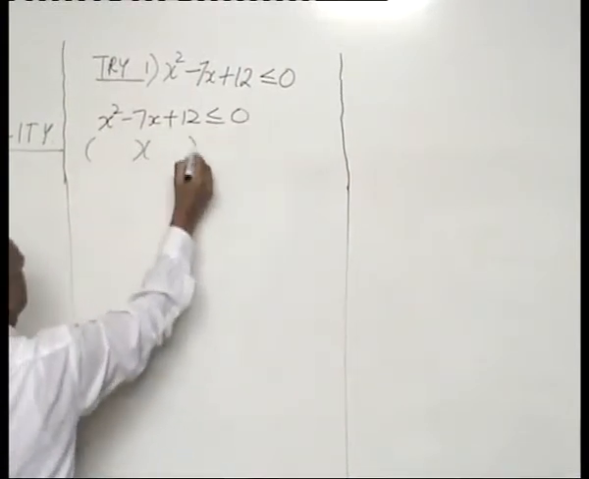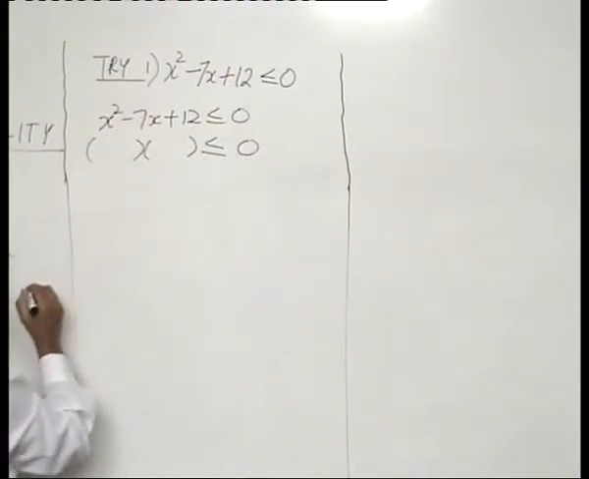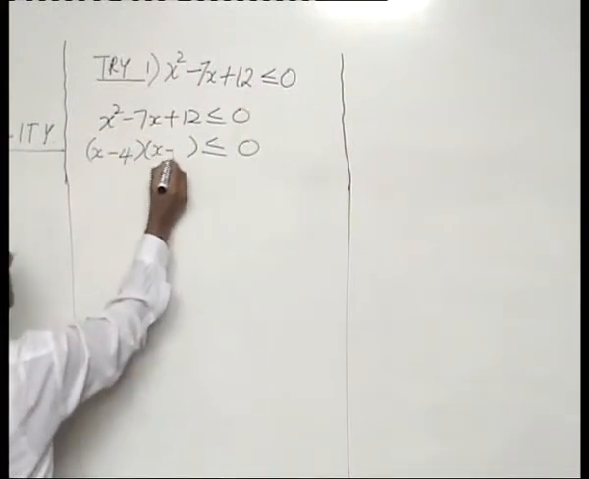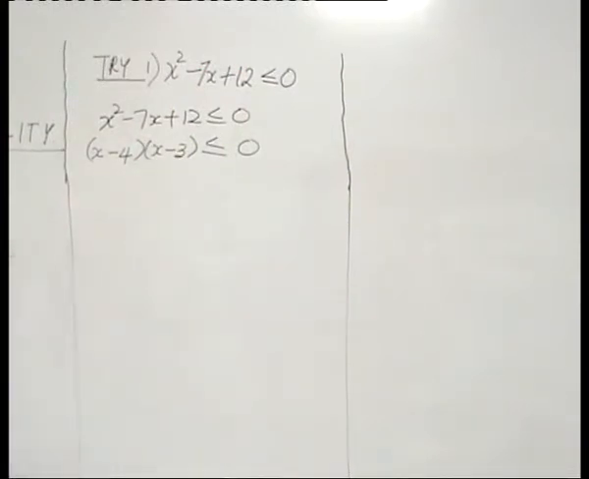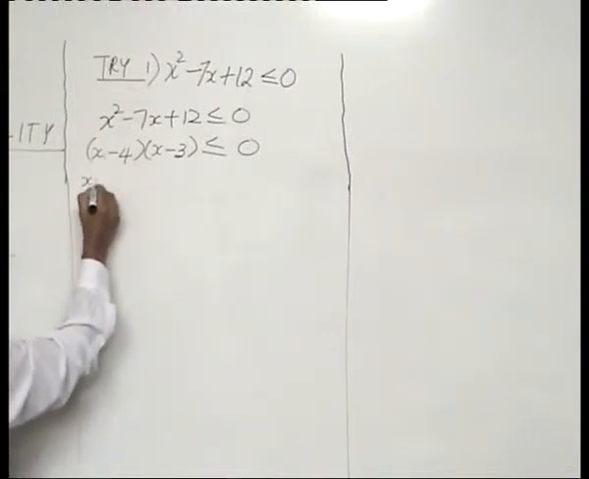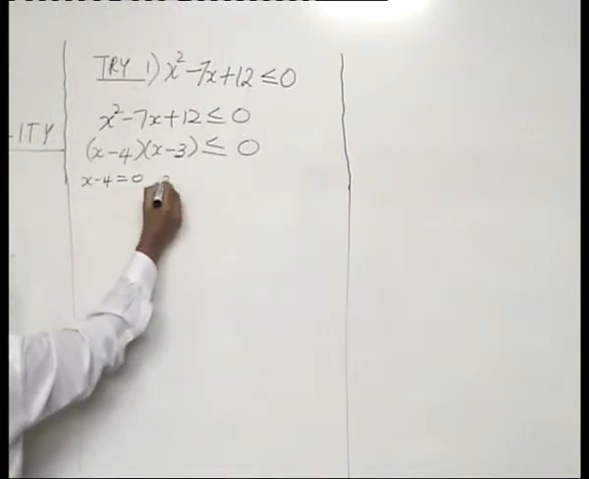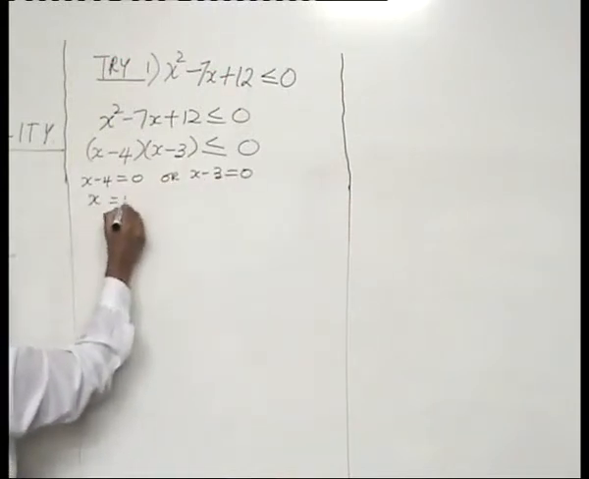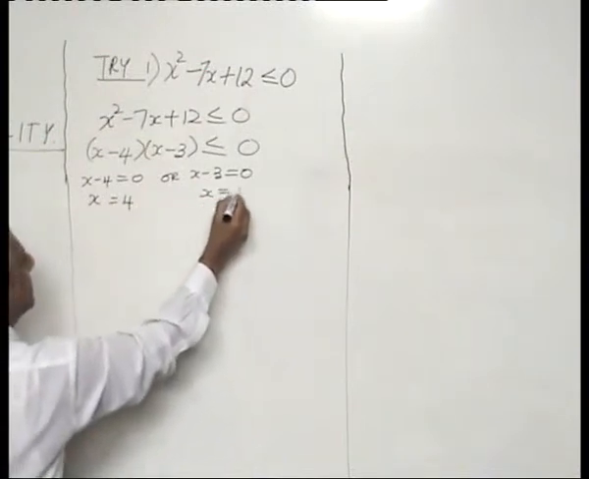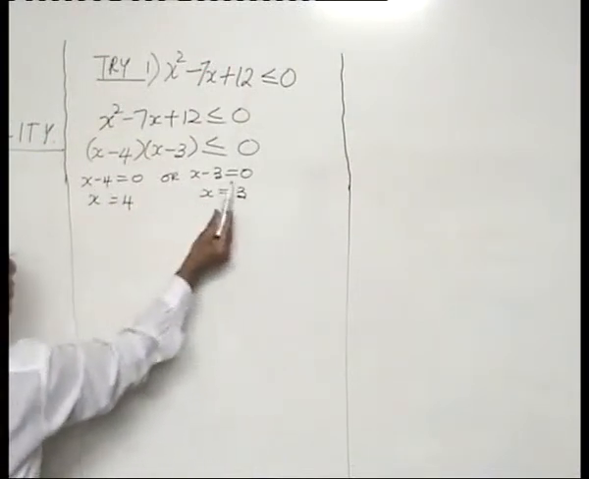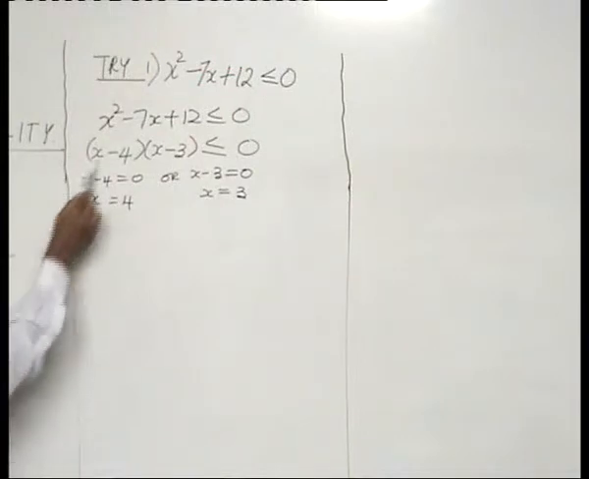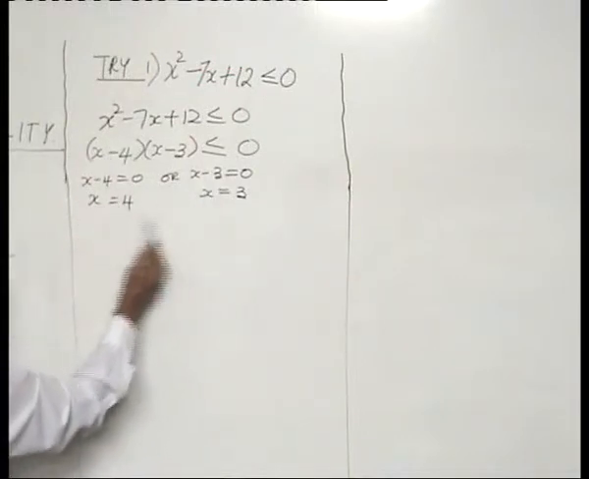You factorize it. You must know your quadratic factorization properly, and in this case, it is x minus 4 into x minus 3. And then you say, well, x minus 4 is equal to 0, or x minus 3 is equal to 0, x is equal to 4, x is equal to 3. You must know how to solve linear equations. So 2 pieces of knowledge you must already have: factorization and how to solve linear equations.